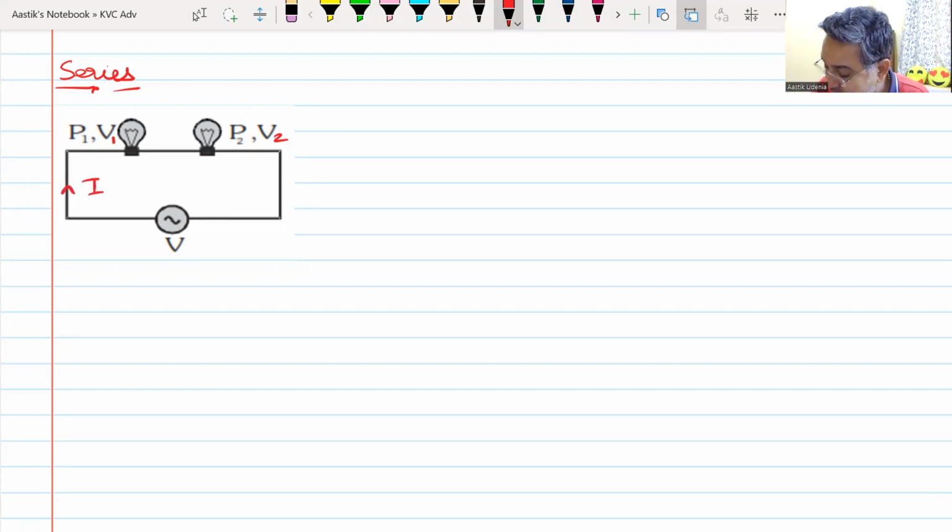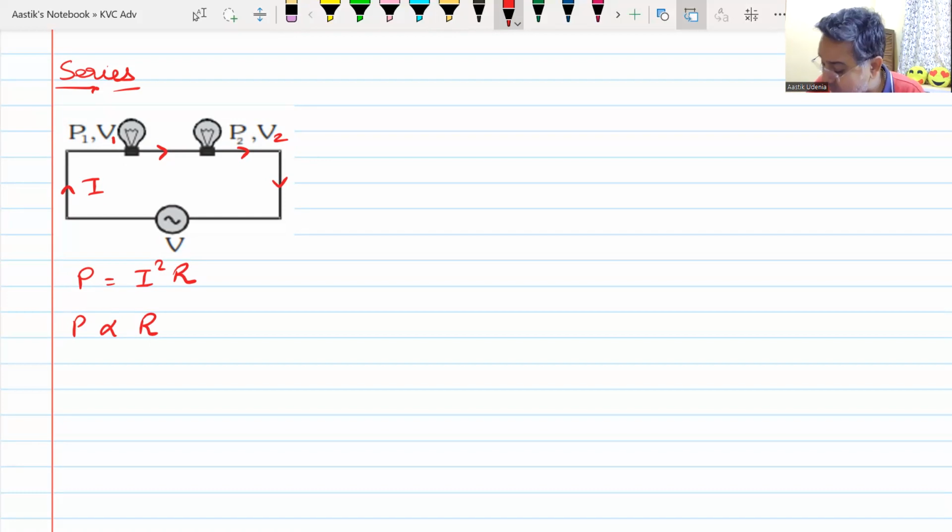Yes or no? Yes, sir. But the voltages would be different. So if I talk about the power consumed by the bulb, it is directly proportional to I square. Power consumed by the bulb will be equal to I square into R. Yes or no? Yes, sir. That means this power will be directly proportional to the resistance of the two bulbs. Yes or no? Yes, sir.